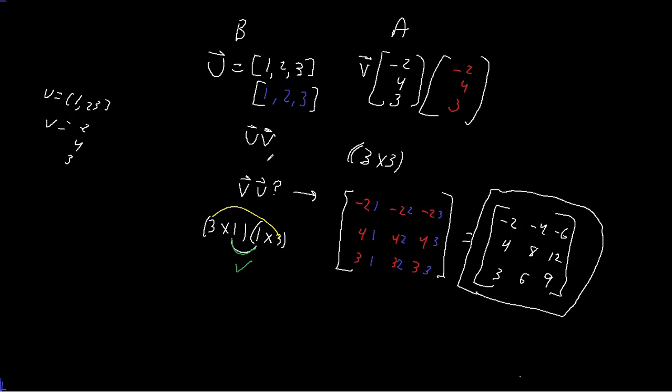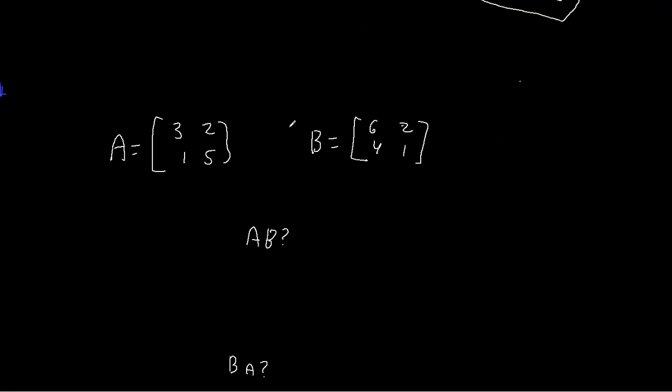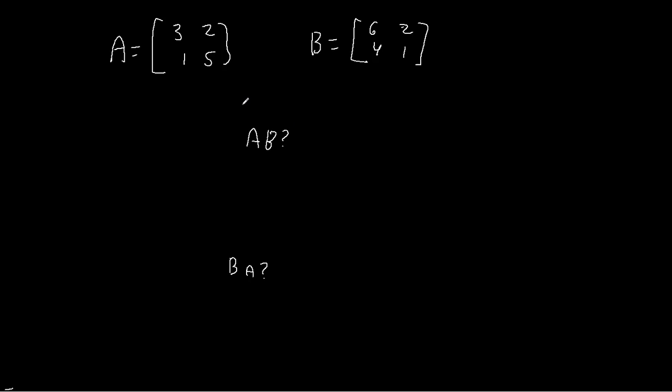Let's look at a slightly more complicated example. Let's look at this one. We have A that is 3, 2, 1, 5, and we have B that is 6, 2, 4, 1. We're asking ourselves, what is A times B? I'm going to rewrite these color-coded, so we have A as 3, 2, 1, and 5, and B as 6, 2, 4, and 1. These are color-coded so we know where they're coming from.